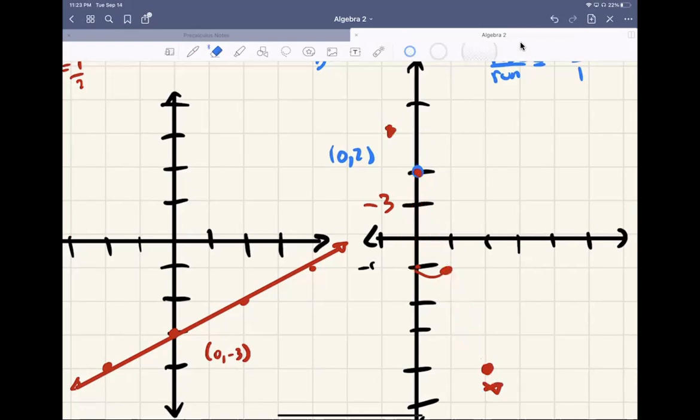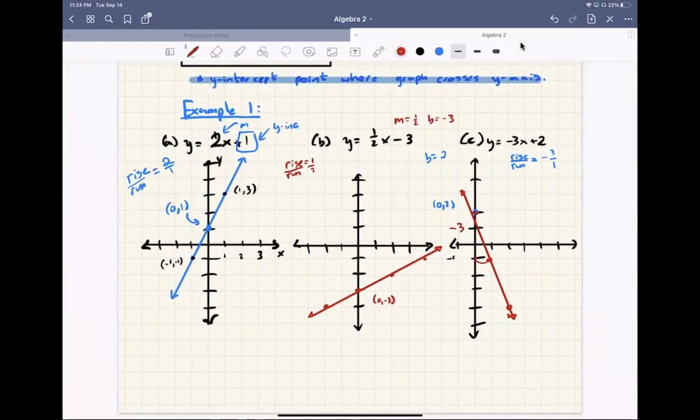Let me erase these. No, not that. Not that. There we go. Okay. And that's basically it for slope intercept form.